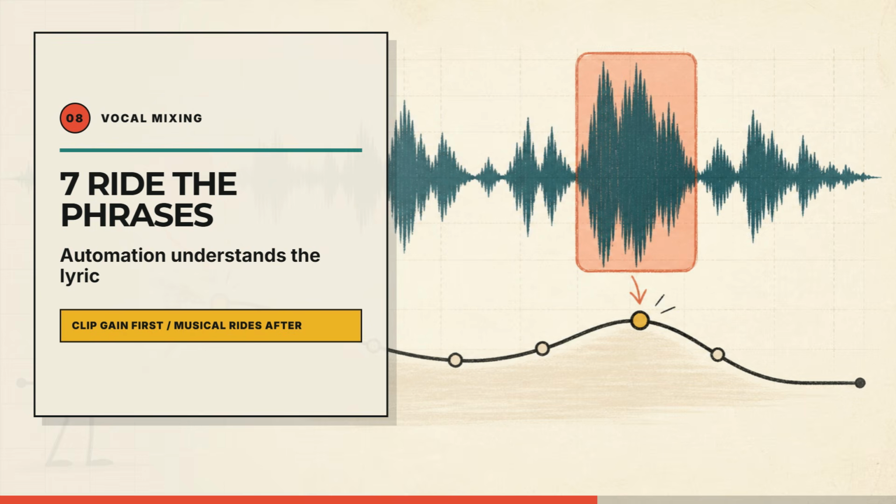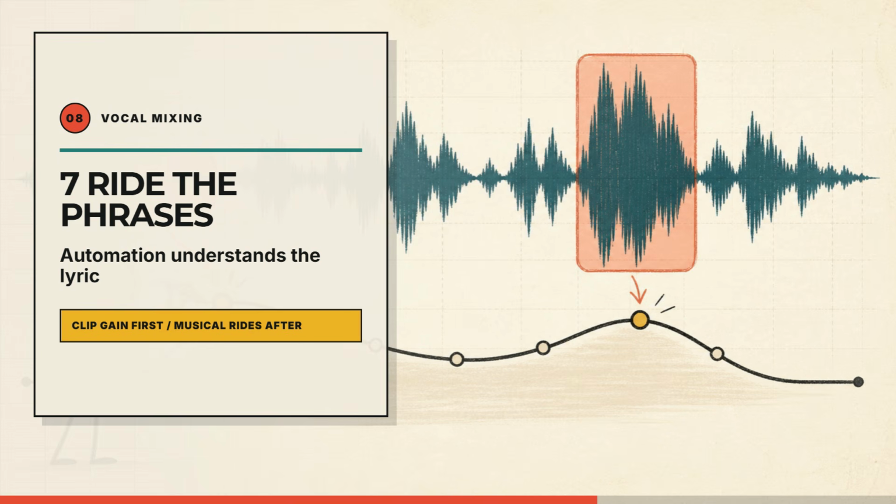Start before the processing chain with clip gain if a few sections are dramatically inconsistent. Lower an oversized phrase so it does not slam every plugin. Raise a weak phrase enough that the compressor can react in the same useful range. This creates a steadier input without forcing one global threshold to cover the entire performance. Then use channel automation for the final relationship with the mix.